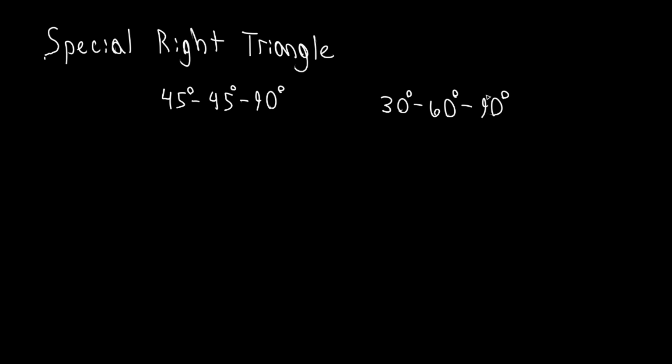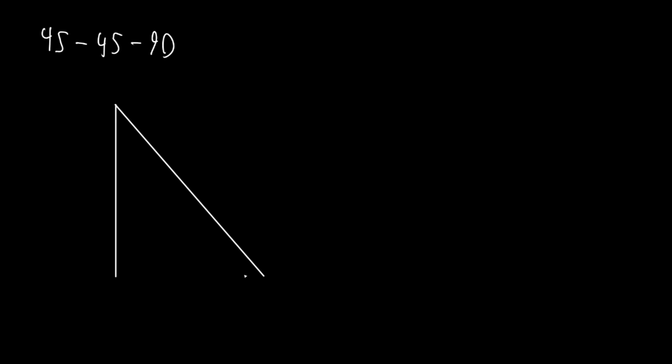And first we're going to talk about the 45, 45, 90s. So 45, 45, 90. And we should just start with an example, I suppose. Or actually an explanation. Here's our right triangle. Here's our 45-degree angles.